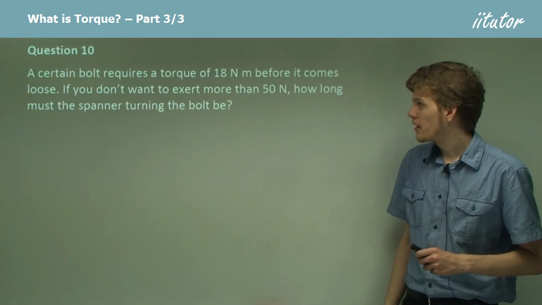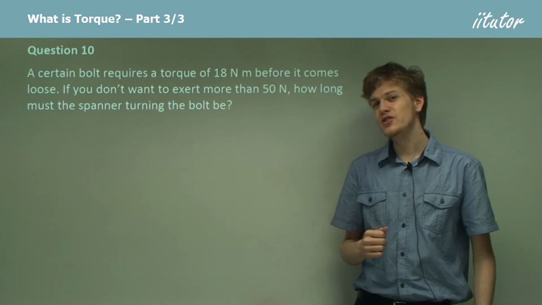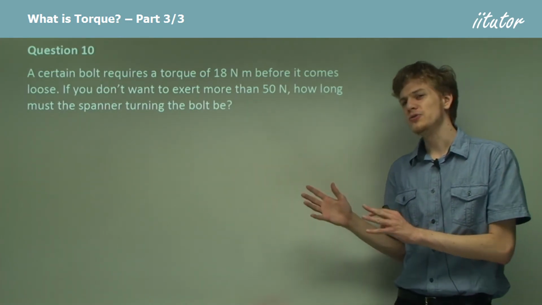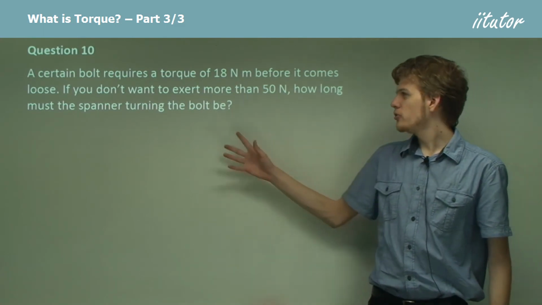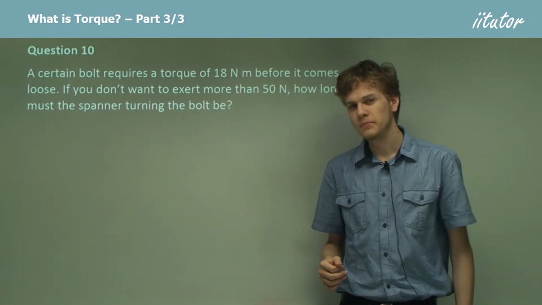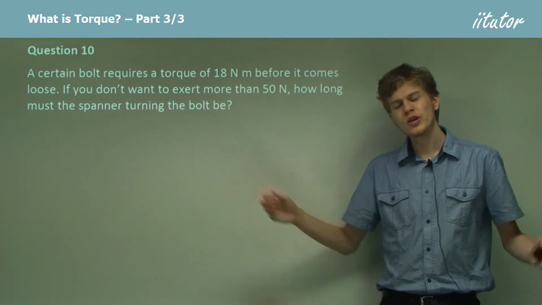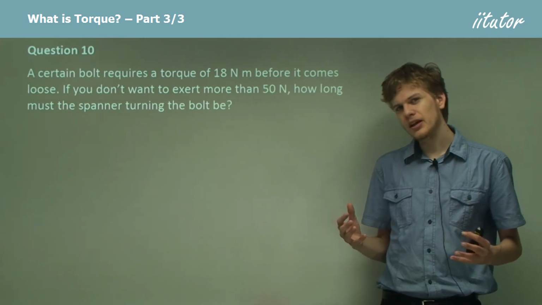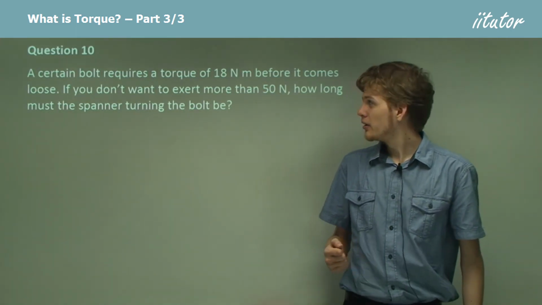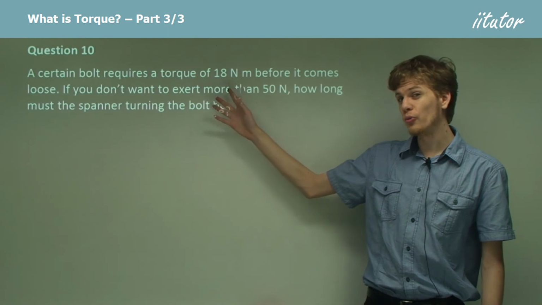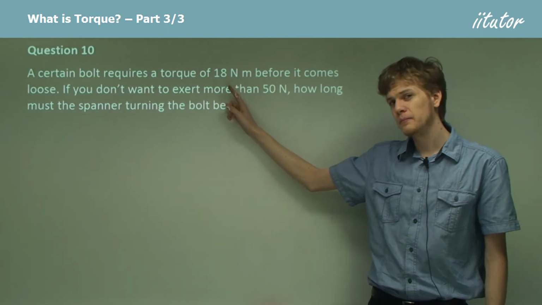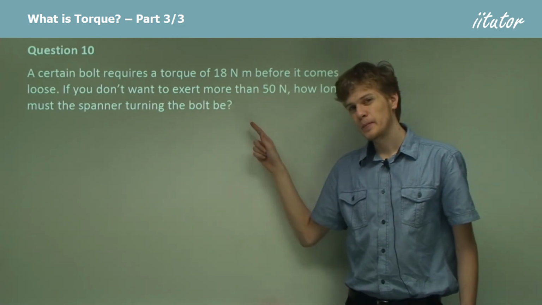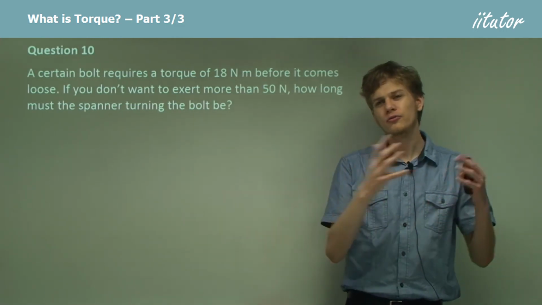Question 10. A certain bolt requires a torque of 18 Newton meters before it will come loose, but you don't want to exert more than 50 newtons. So how long does the spanner turning the bolt have to be? Remember, if we have a longer handle, we can produce a greater torque. So, how would we figure this one out? The thing is, we have a measure of torque already, so that's not what we're trying to calculate. We also have a measure of force. What we want is a distance, the distance of the force from the pivot point.